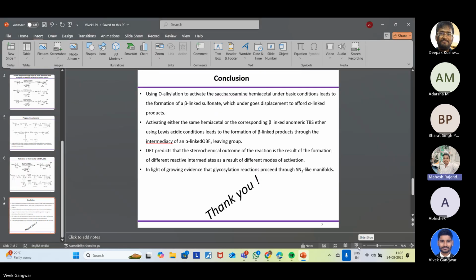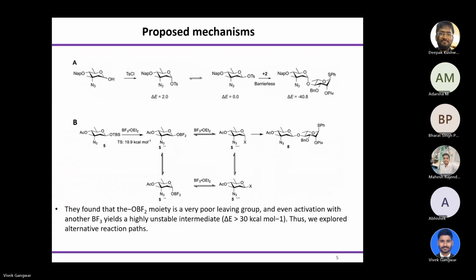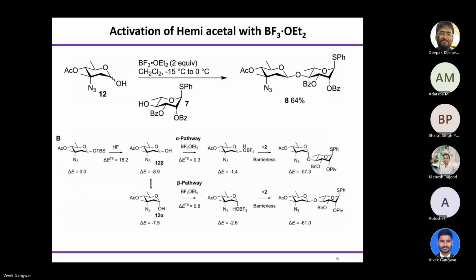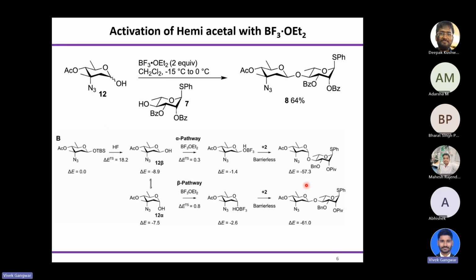Nice presentation. Can you go to slide number 5? This one, I think, next. So they are getting this 64% as a beta glycoside product. That is because the stabilization energy is less. That delta E, delta E of this one, delta E of this one, yes, this minus 61.